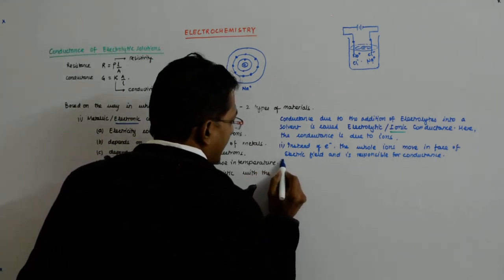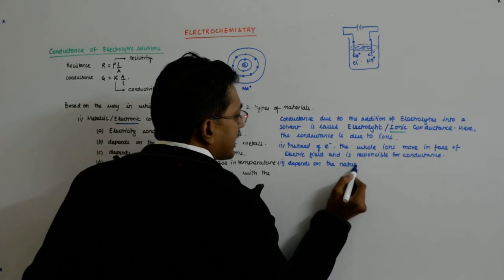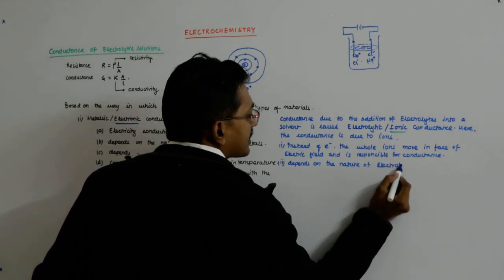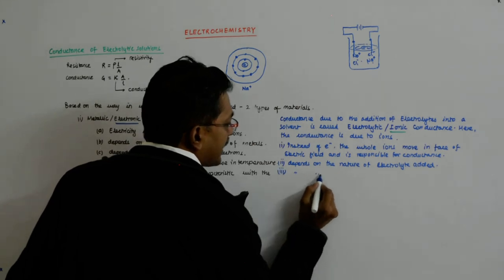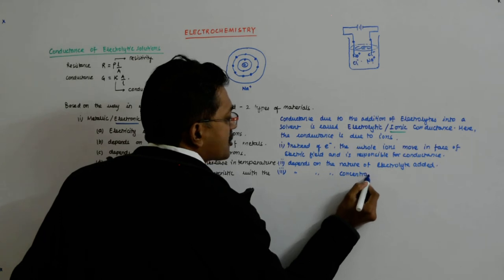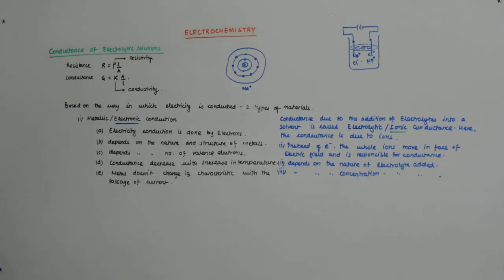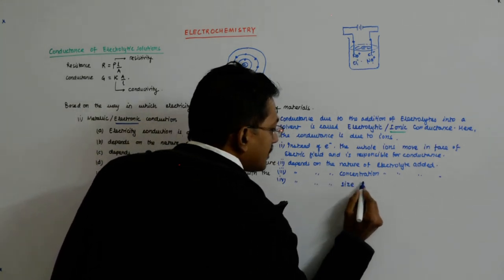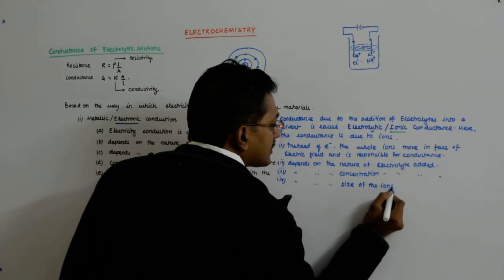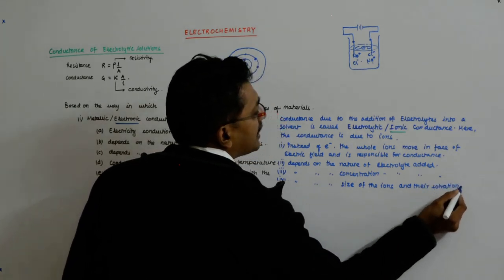Now, the second thing is that it depends on the nature of the electrolyte added. Okay? The third thing is that it depends on the concentration of the electrolyte added, how much electrolyte you add. It also depends on the size of the ions and their solvation. What do we mean by solvation?